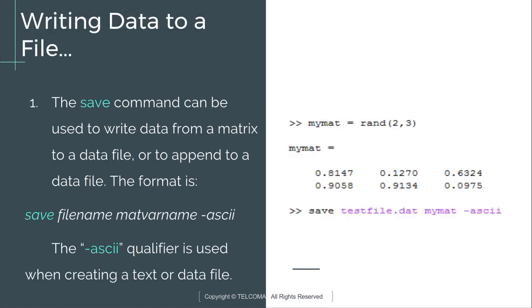Now writing data to a file. The save command can be used to write data from a matrix to a data file or to append to a data file. The format we can use is save space file name space MATLAB variable name space dash ASCII. The ASCII qualifier is used when creating a text or data file.